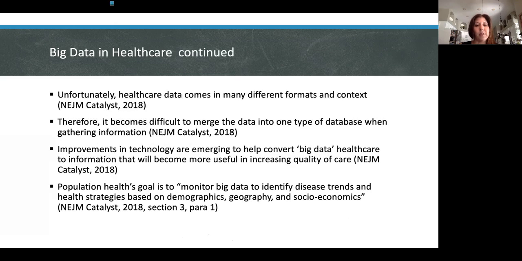So unfortunately, healthcare data comes in many different formats, and so sometimes trying to get that information disseminated may not be correct or accurate. So data becomes difficult to change, and improvements in technology have actually helped to convert that data. So it's becoming more useful, but of course, it's not perfect. So, monitoring big data to identify disease trends and health strategies goes across demographics, geography, and socioeconomics.